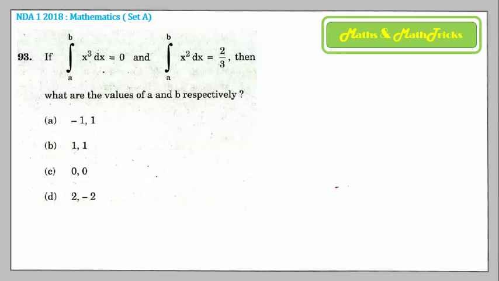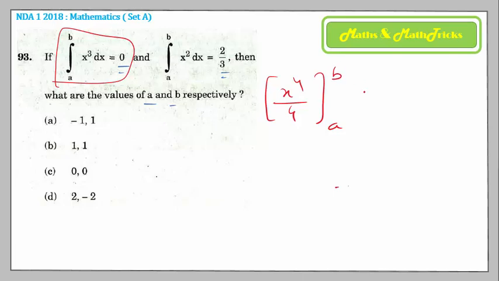There are two definite integrals given, with their values also. We have to look after them and try to determine the values of A and B. So first of all, if you look into the first one, the integral of x cube is x power 4 by 4. The limits are a to b. Right hand side is 0. So you can see that it is b power 4 minus a power 4 equals 0. Equation number 1.